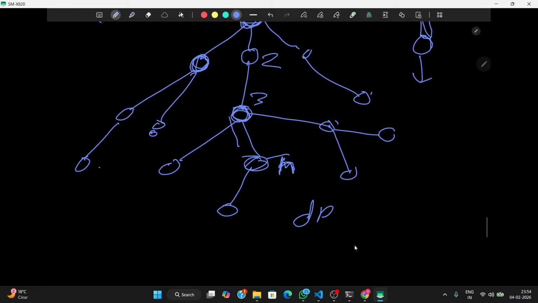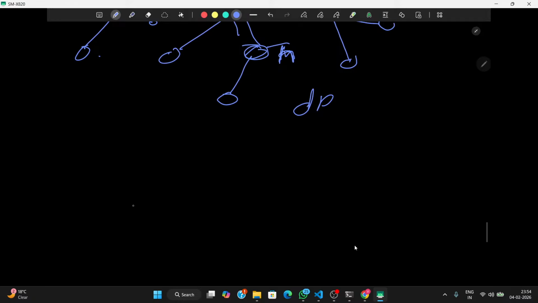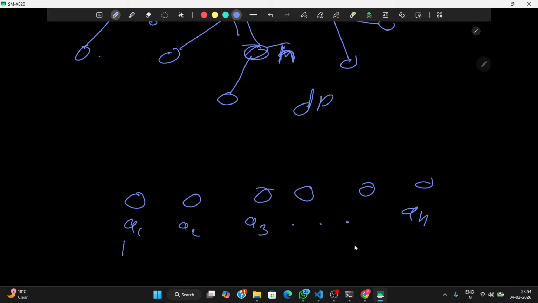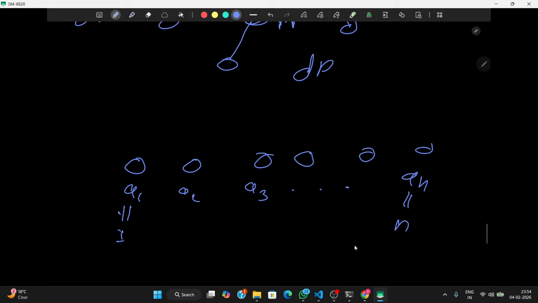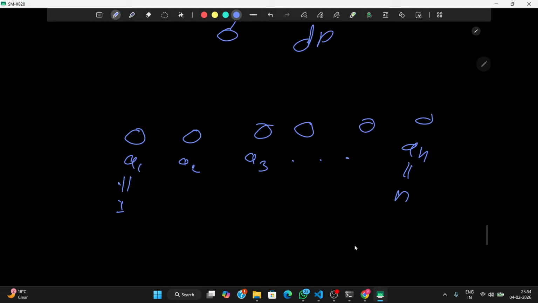We will first of all store the path from 1 to n, the simple path from 1 to n. Let's say these are the nodes for the simple path from 1 to n: a1, a2, a3, dot, dot, dot, up to an, where a1 is 1 and an is n. First of all, we will store this and then we will calculate dp for all of the nodes. For one, the dp will be simply the subtree size thing.